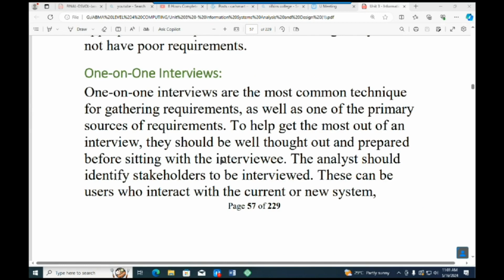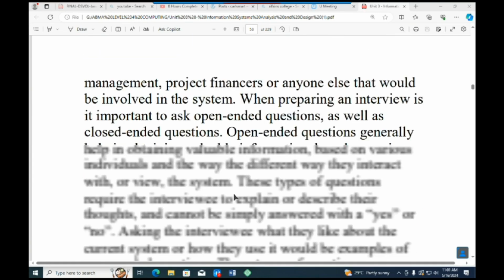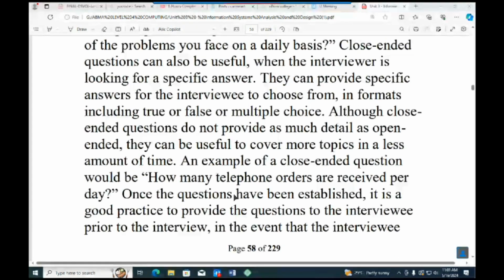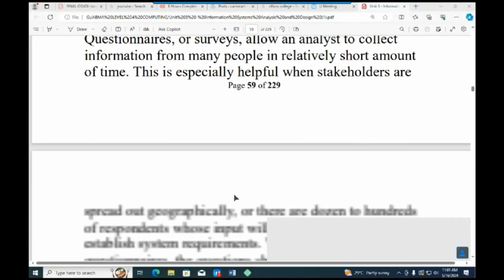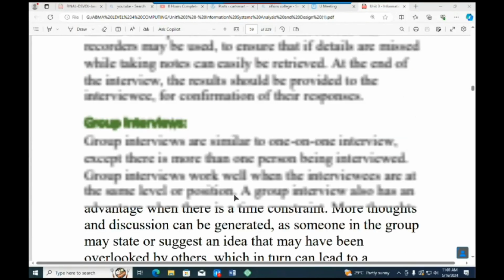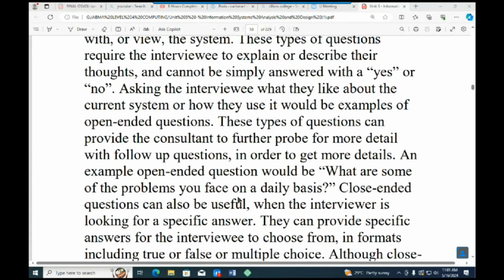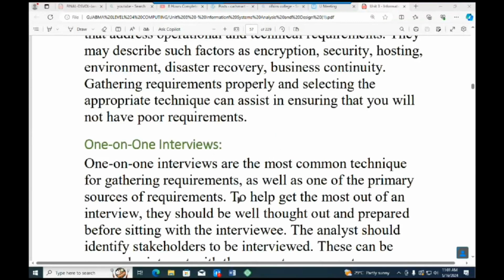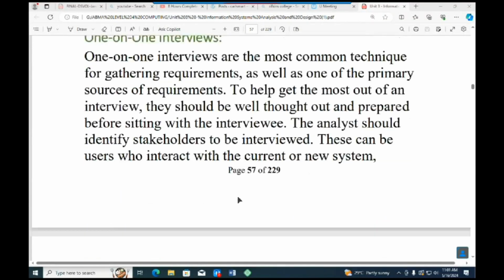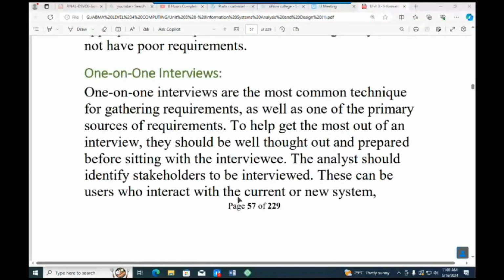Interviews. We have more than one type of interview: the one-on-one interviews and the group interviews. I'll basically focus on the two types of interviews. Interviews are the first requirement gathering technique, and the interview technique is divided into two types: the one-on-one interviews and the group interviews.